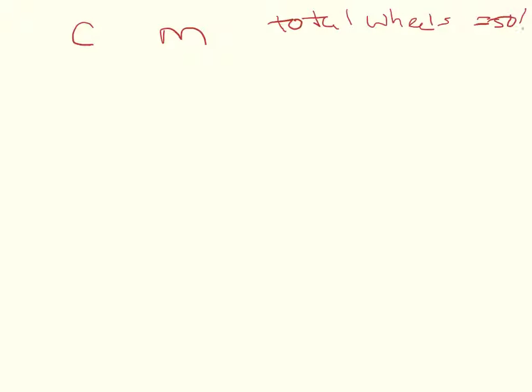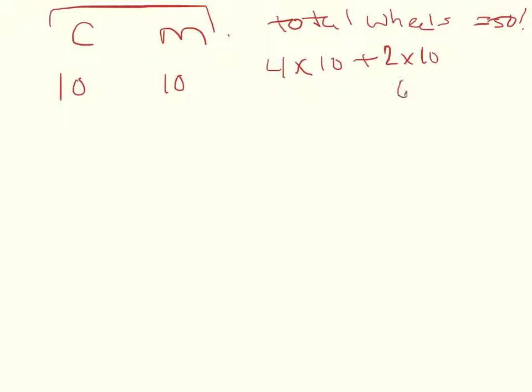And so what I want to do is hold this part constant. The cars plus motorcycles has to add to 20. So I'm going to start with 10 and 10. And the way I would calculate the number of wheels is each car has 4 wheels, so 4 times 10 plus each motorcycle has 2 times 10. And when I add that together, I get 60. And I say, does that equal 50? And I say no. So I need fewer wheels, so I want more motorcycles, less cars.